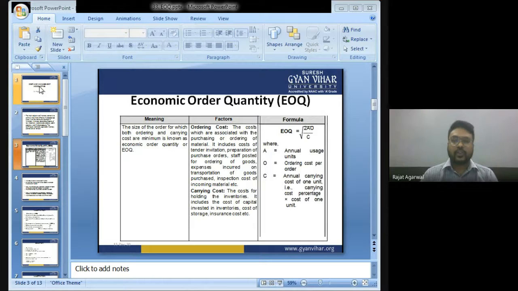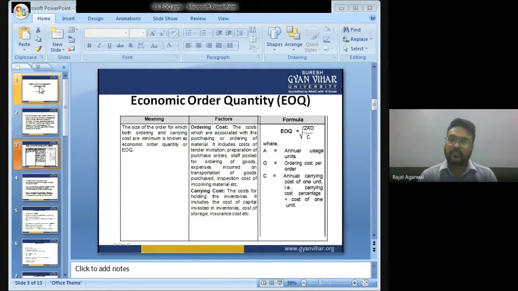The carrying cost means the cost for holding the material. It includes cost of capital investment in inventory, cost of storage, insurance cost. In short, you can say the expenses which are incurred after the material is received in the godown is the carrying cost or holding cost.